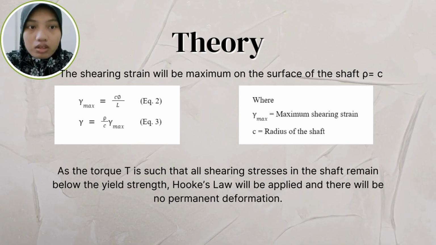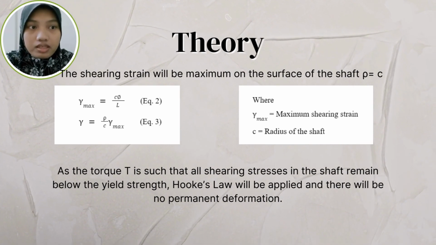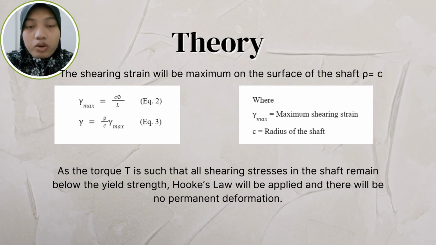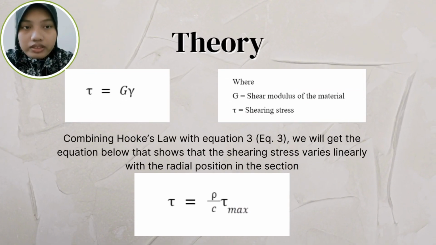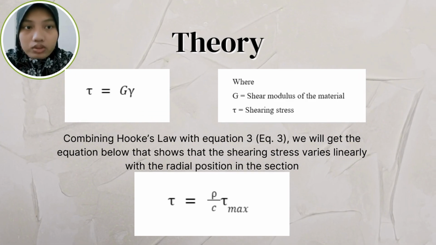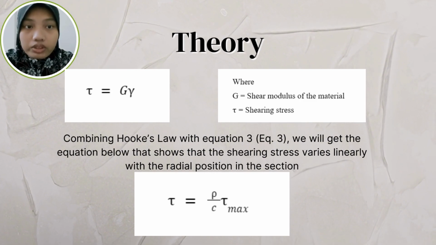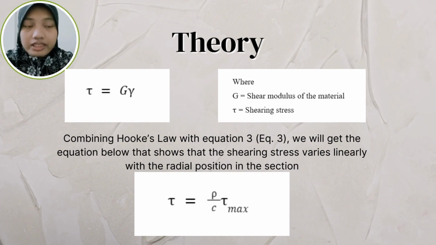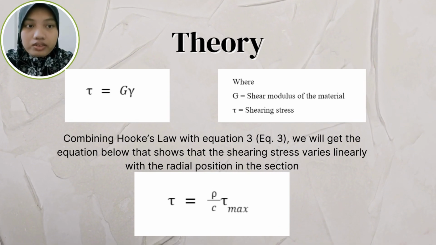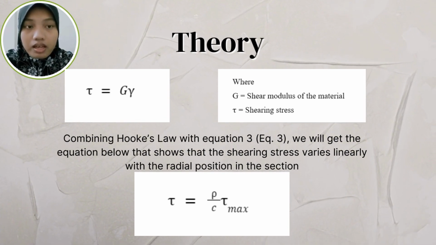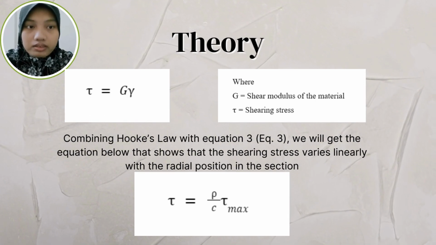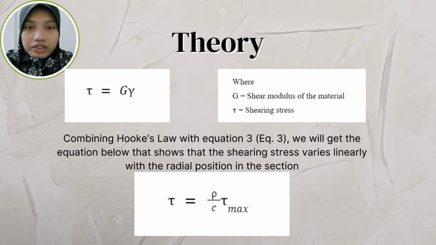As long as the torque is such that all shearing stress in the shaft remains below the yield strength, Hooke's law will be applied and there will be no permanent deformation. So shearing stress is equal to the shear modulus of the material times the shearing strain. Combining Hooke's law with equation 3, we get the equation below that shows that the shearing stress varies linearly with the radial position in the section. The shearing stress is equal to the length from the center to any point in the circle over the radius of the circle times the maximum shearing stress.